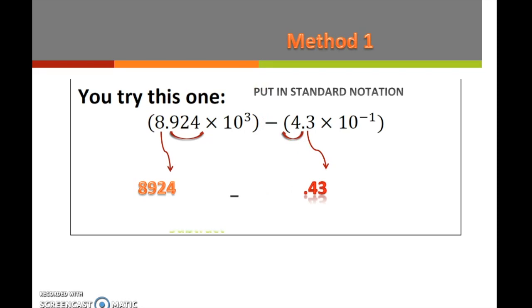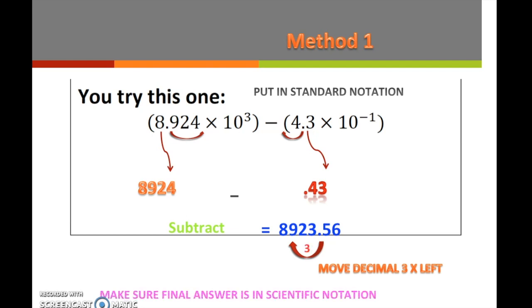Next, we're going to subtract. When we subtract, are we finished? No, we're not. We need to make sure that our answer is in scientific notation. So now we're going to move that decimal over 3 times to the left. Make sure our final answer is in scientific notation, which will give us, hope you got that. If you did, yay.